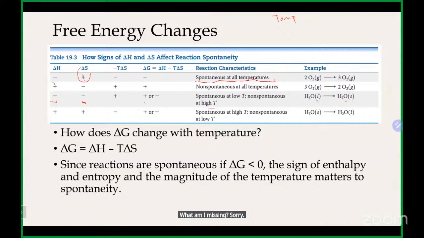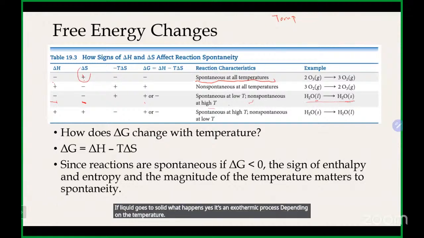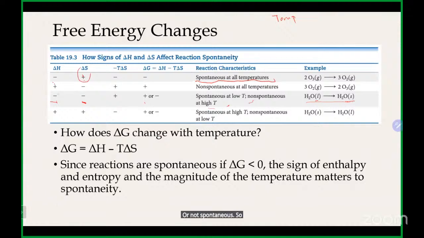If liquid goes to solid, what happens? Yes, it's an exothermic process. Depending on the temperature, it can be spontaneous or not spontaneous. So that's what happens when you have a conflicting sign for delta S and delta H.